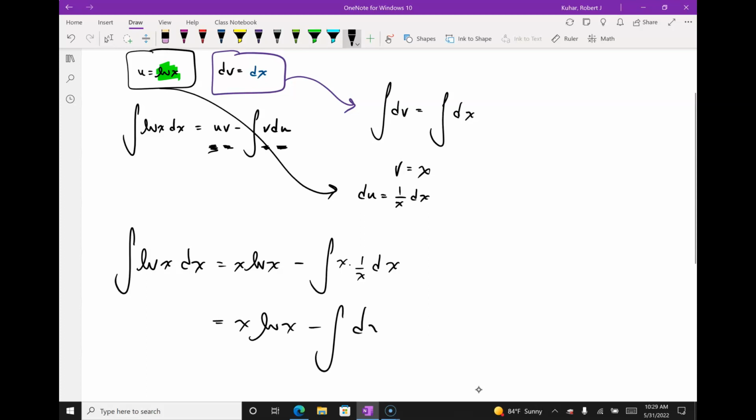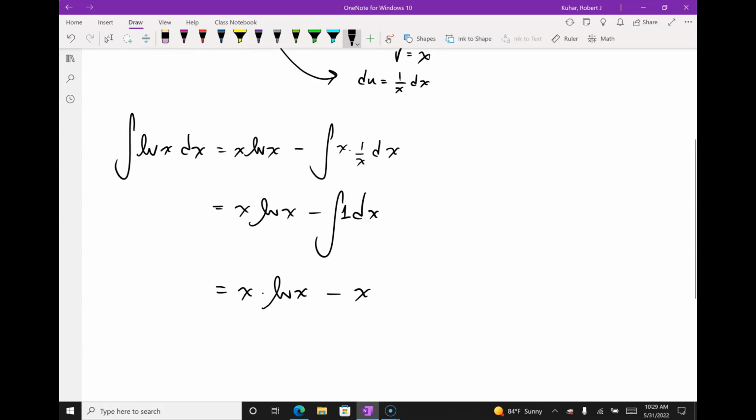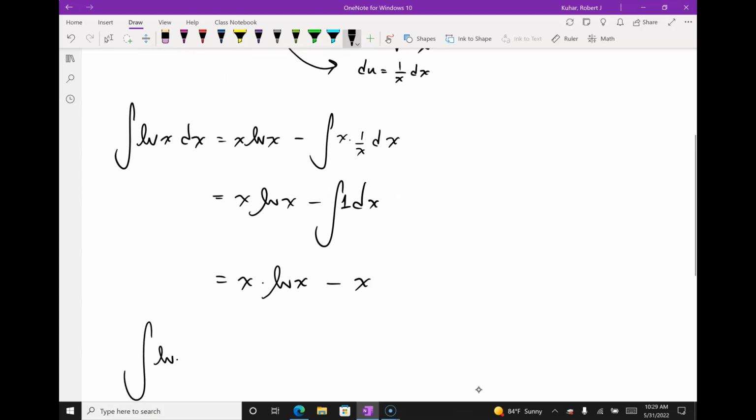What is the integral of dx? Just x. What did I take a derivative of to get 1? There's a 1 here. There it is. The integral of ln of x dx is x ln of x minus x. How do I double check?